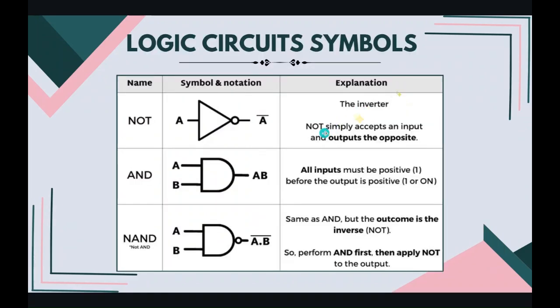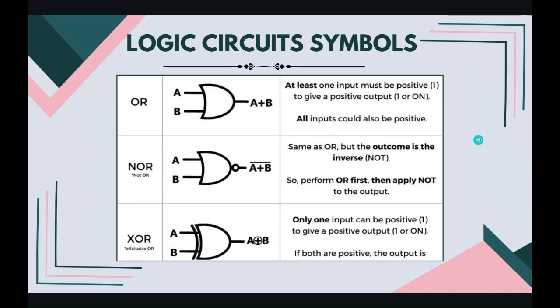The last part of our topic, logic circuit symbols. The NOT gate inverts the input, meaning if the input is 1, the output is 0, and vice versa. AND gate, the output is 1 only if both inputs are 1, otherwise the output is 0. NOT AND gate, the inverse of AND. OR gate, the output is 1 if at least one input is 1. The output is 0 only if both inputs are 0. The NOT OR gate is the inverse of OR. Exclusive OR gate, if both inputs are the same, the output is 0.